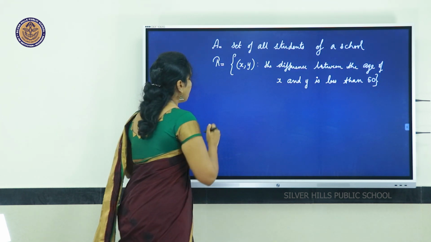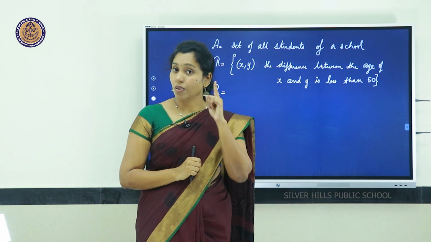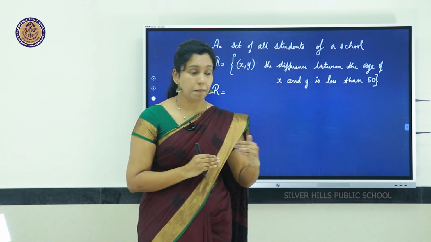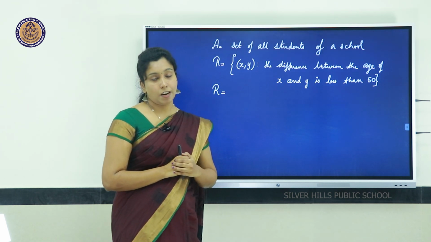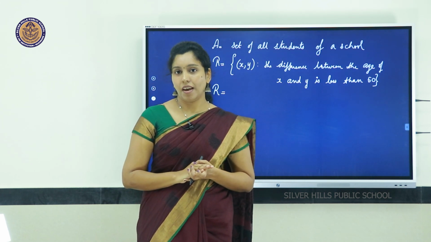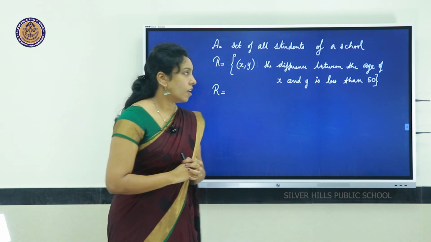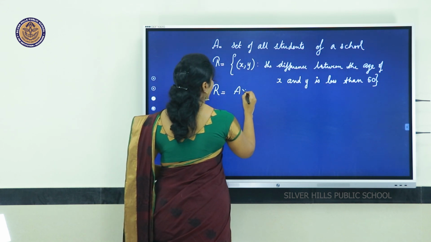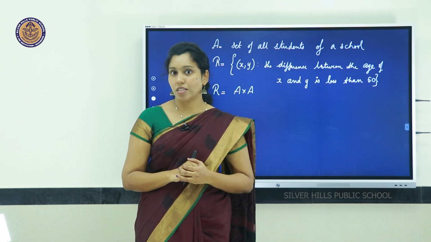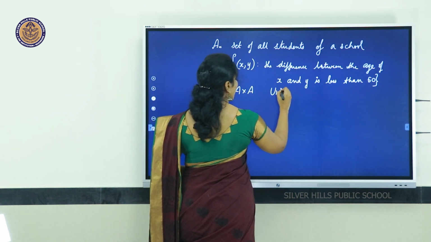So how many members will come inside this R? How many members will come? We know the definition of a relation. It is a subset of, say, A cross A if it is from A to A. Here the relation is from A to A itself. So I can include all the members of the Cartesian product of A, that is A cross A. I can include all members of A cross A. So in other words, R is equal to A cross A. Such a relation which has all the members of A cross A is called a universal relation. What is it? Universal relation.